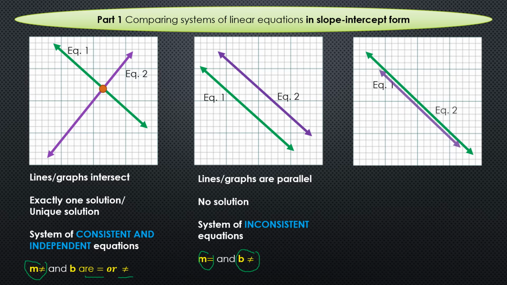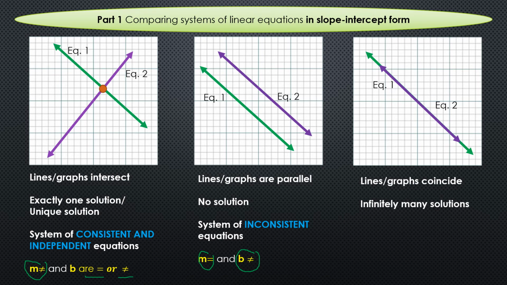Equation 1 is our line 1. Equation 2 is our line 2. The lines or graphs coincide. It means that there are infinitely many solutions. The system is called consistent and dependent. The slopes and y-intercepts here are both equal. The slopes are equal and the y-intercepts are also equal.